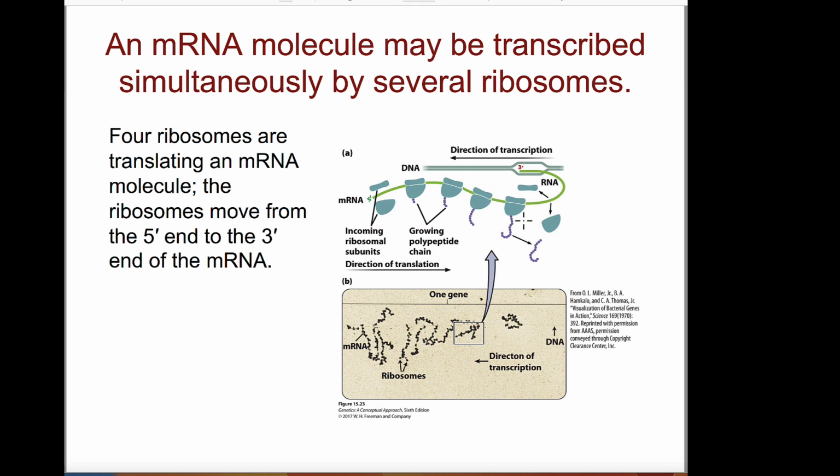Here you have an mRNA molecule that can be translated simultaneously by several ribosomes. In A, you'll see there are 4 ribosomes translating an mRNA molecule. The ribosomes are going to move from the 5' end to the 3' end of the mRNA. And here you're looking at an electron micrograph of a polyribosome. In this case, the 5' end is towards the left and the 3' end is towards the right. Ultimately, this is showing a polyribosome, an mRNA that has multiple ribosomes attached to it and carrying out the synthesis of protein.